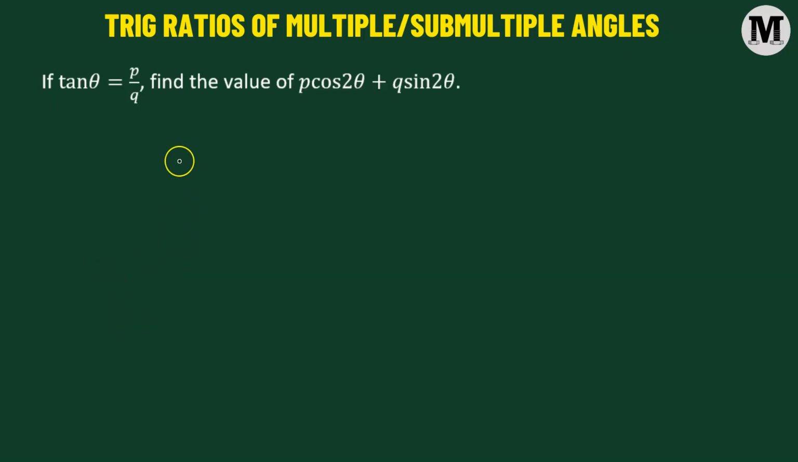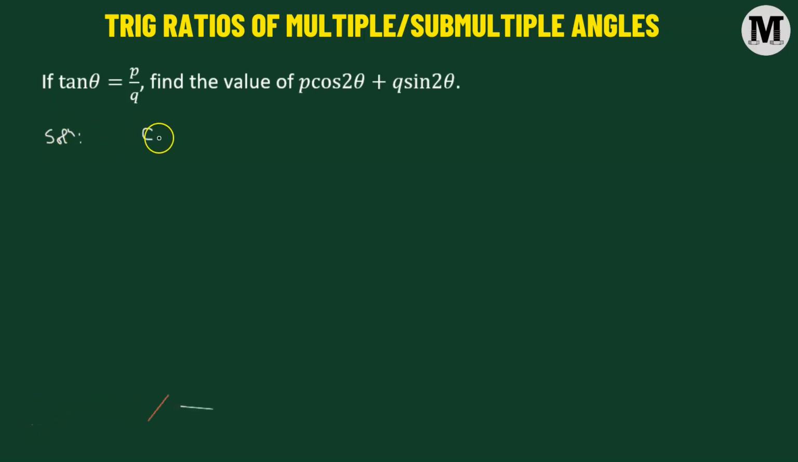So if tangent of theta is given by p over q, then we need to find out the value of p times cosine of 2 theta plus q times sine 2 theta. Let us begin. Now here we're going to use two formulas.